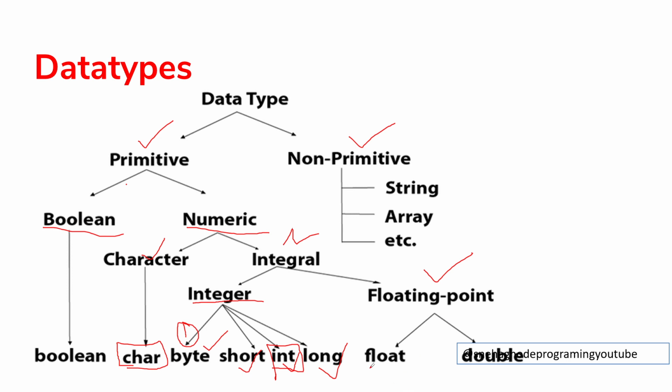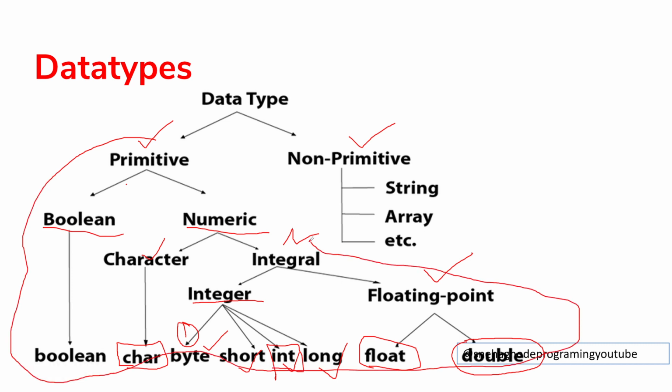As I already told you, for floating point data types we use the float keyword. It totally depends on the size, how much data we are going to store, and the range of that particular decimal point number. Depending on that, we use float or double. Now these are the primitive data types.